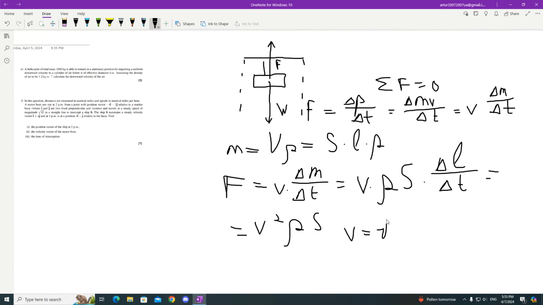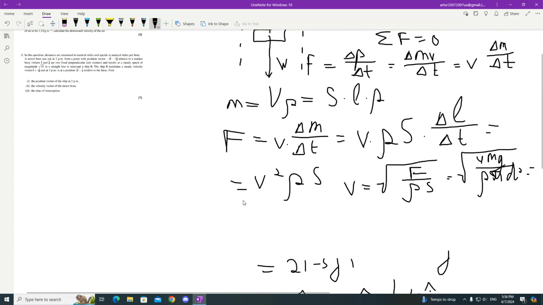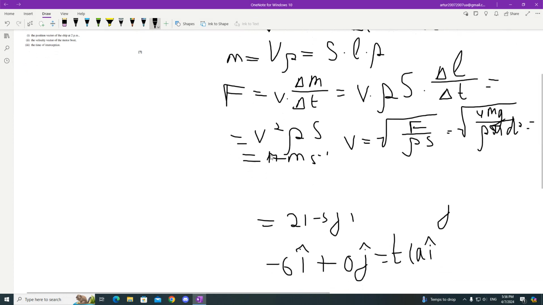And now we can find V. V is equal to the square root of F over rho S, and S is the area of the circle. We have the diameter, so the area is pi d squared over 4. So we put 4 here, and F is equal to weight, which is mass multiplied by the gravitational field constant. So it's equal to the root of 4mg over rho pi d squared. Now it's a formula, and when you use a calculator, you find that it's 17 meters per second. So we solved this task.